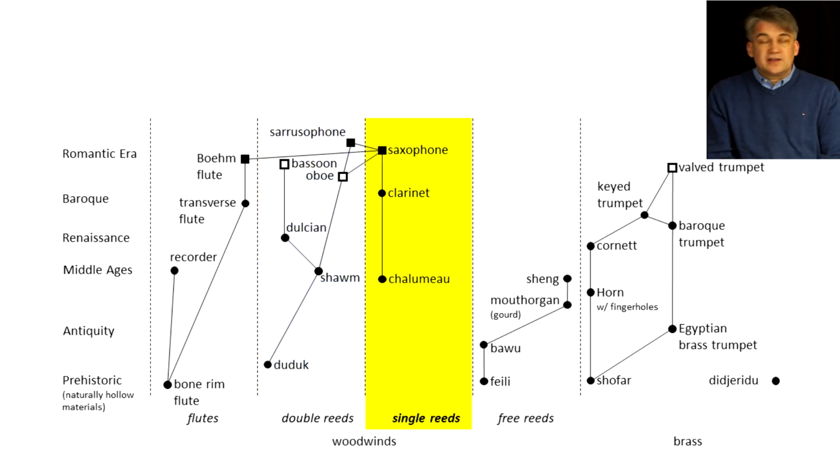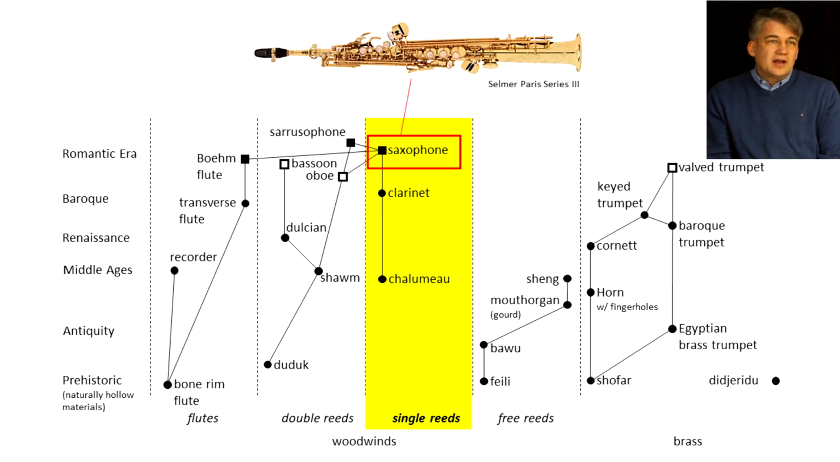And then we have the single reeds. We have the chalumeau, which is the predecessor to the clarinet. And the saxophone was developed somewhat out of the clarinet, but it has a conical body, a similar mouthpiece, and it sounds through the conical body very different from the cylindrical clarinet.